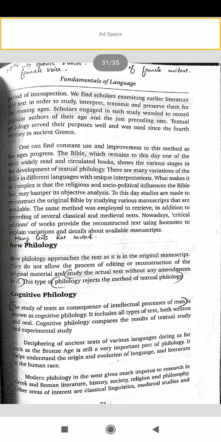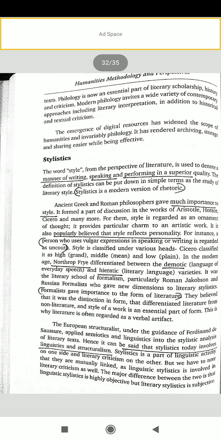Deciphering of ancient texts of various languages dating as far back as the Bronze Age is still a very important part of language. So, in the case of philology, in precise, we can say that in philology they use both the ancient as well as the recent textbooks. Modern philology in the Western countries gives much impetus to research in Greek and Roman literature, history, society, religion, and philosophy. They cover all these areas. So this is what is happening in the field of philology. So philology and linguistics both are synonymous with each other.